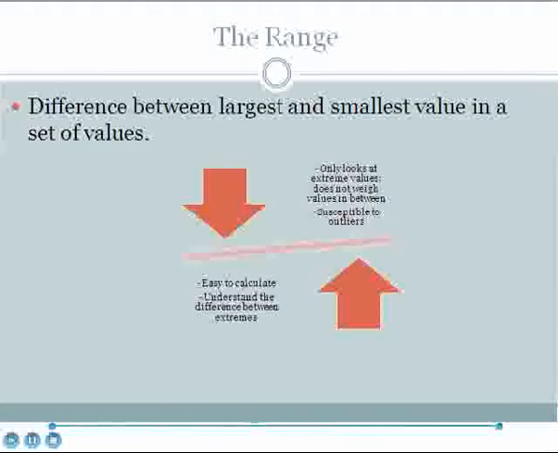On the other hand, because it only looks at the extreme values, it does not weigh the values in between. It doesn't show whether the center data is clustered close to the mean or far apart. As a result, it is also susceptible to outliers.